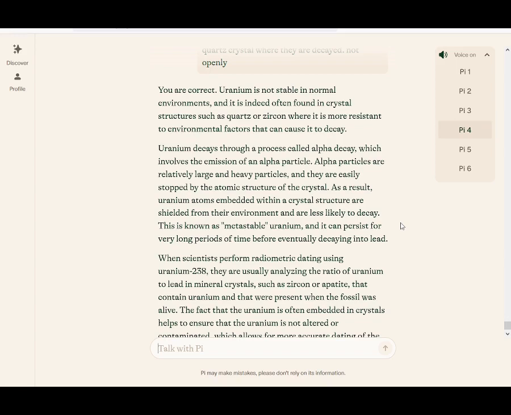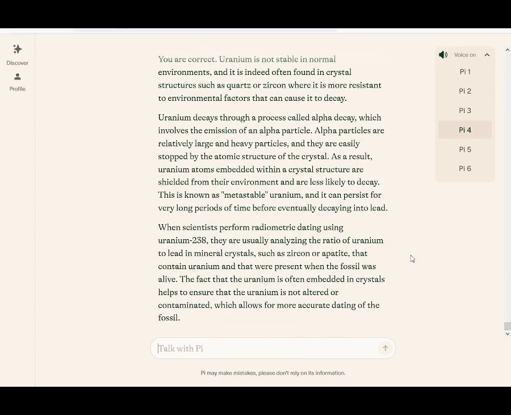mineral crystals such as zircon or apatite that contain uranium and that were present when the fossil was alive. The fact that the uranium is often embedded in crystals helps to ensure that the uranium is not altered or contaminated, which allows for more accurate dating of the fossil.